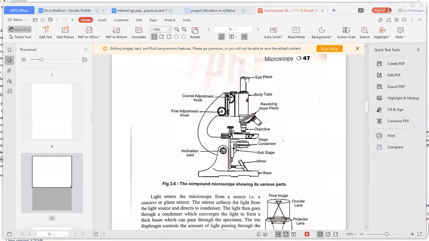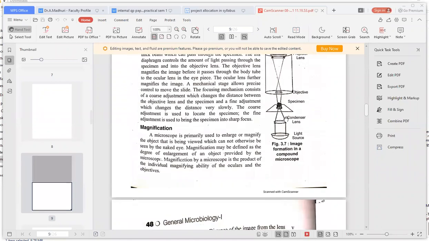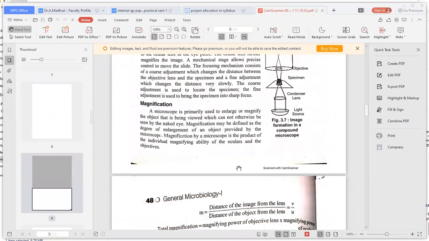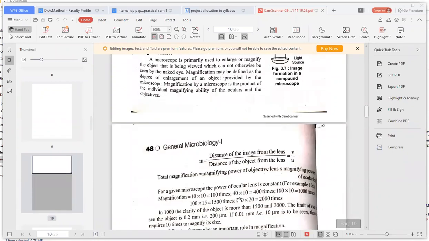So when you are trying to calculate the magnification, it will always be a multiplication of ocular into objective. If this is the ocular, this is the objective. 10 into 10, 100 times magnification. If 40x objective and 10x ocular, 400 times magnification.